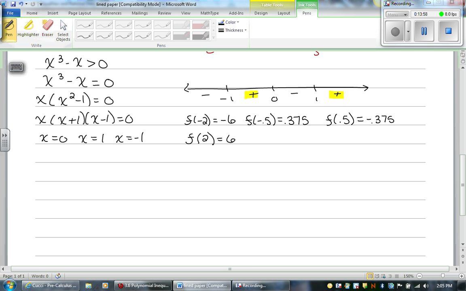So my solutions are going to be from negative 1 to 0, and then 1 to infinity. And notice I'm using the open brackets. I'm not including those values because that's where it's equal to 0.